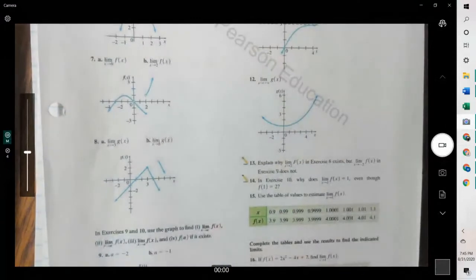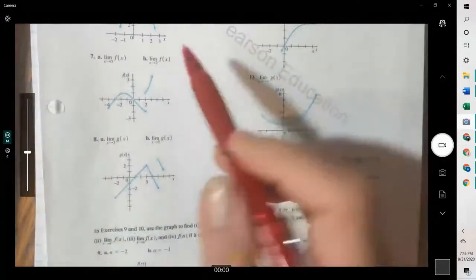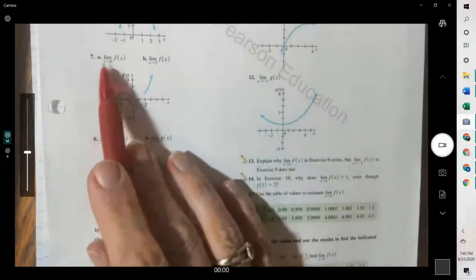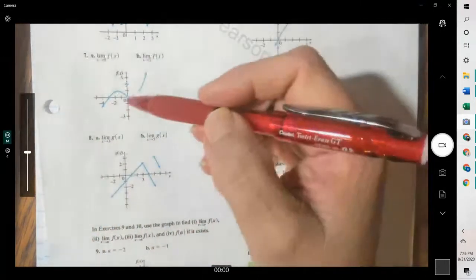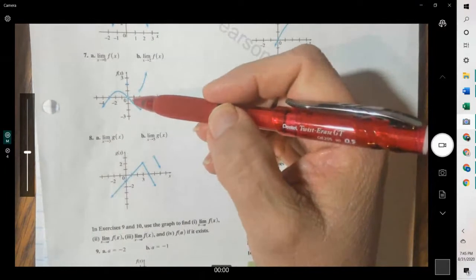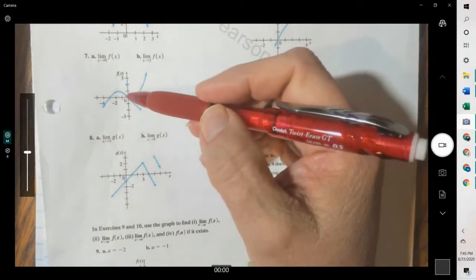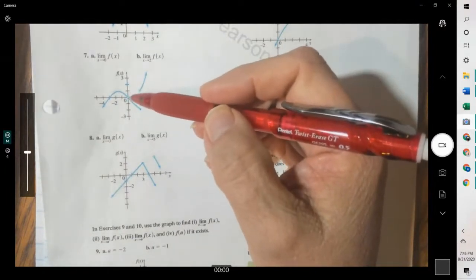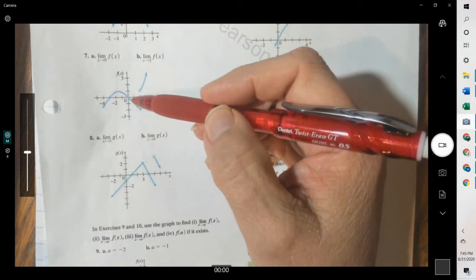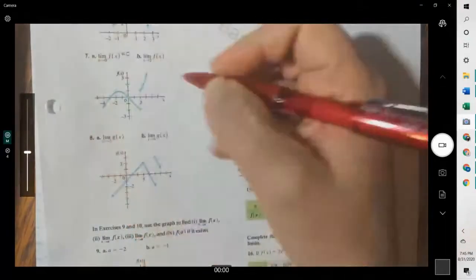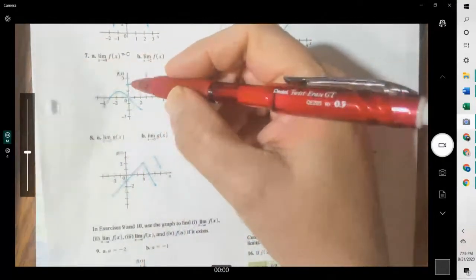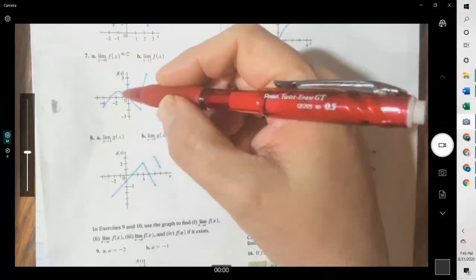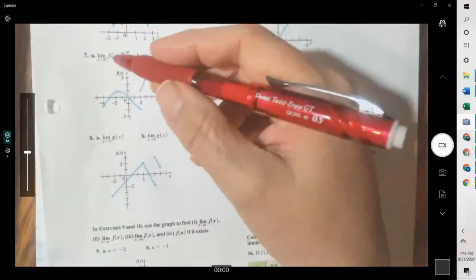Okay, when we're looking at these limits, we want to find the limit as x approaches 0 of the function. Well, x equals 0 would be here. And notice from the right and from the left, they're both approaching 0. So that means that the limit exists and it's 0. Even though f of 0 is up here at 2, the limit from the right and the left are 0.